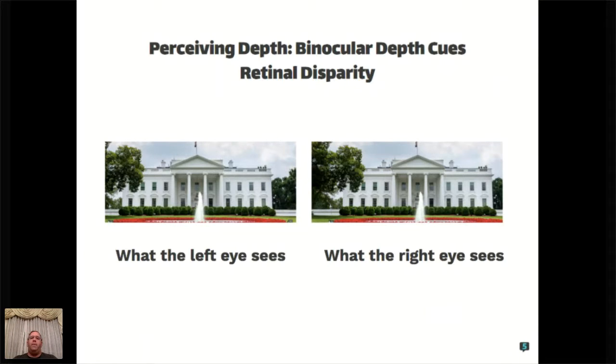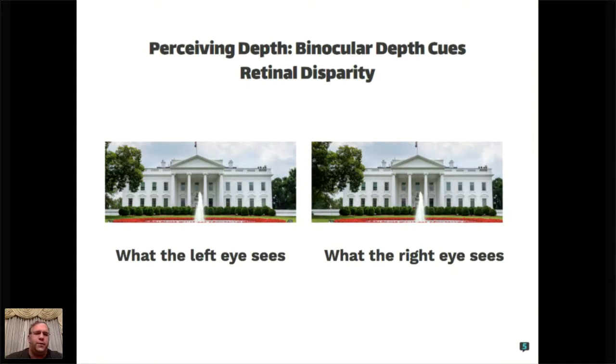Well, first, let's talk about binocular depth cues. Binocular depth cues are ways of seeing depth, ways of judging depth that require two eyes. In other words, both eyes. You need both eyes to use these cues to perceive depth. You can still perceive depth with just one eye, which we'll talk about a little later on, but in terms of seeing an object far versus close, this is something that requires both eyes.